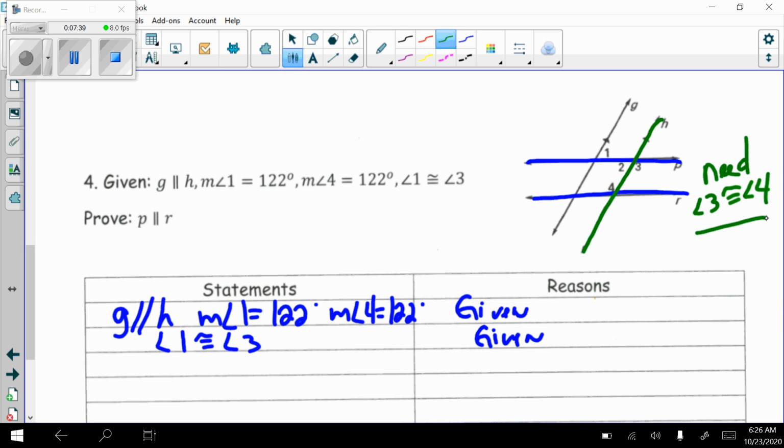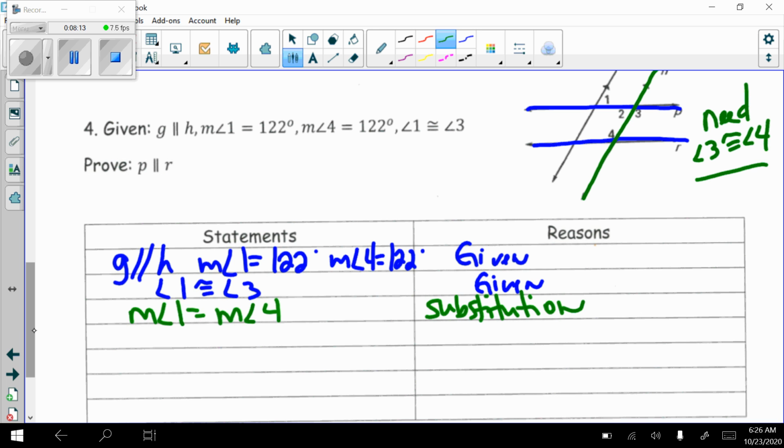All right, so let's see. They tell me that the measure of angle 1 is 122. They tell me that the measure of angle 4 is 122. I could substitute, right? Instead of saying the measure of angle 1 equals 122 degrees, I could say it equals the measure of angle 4. And I can do substitution because they were equal. So now I've got angle 4 in my proof. I can now change this to angle 1 congruent to angle 4 by definition of congruence.